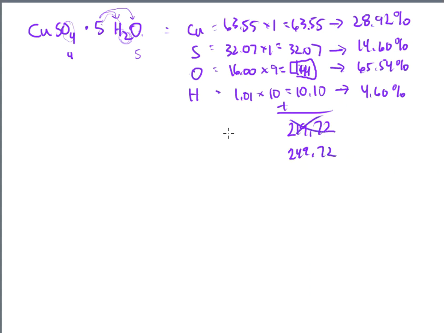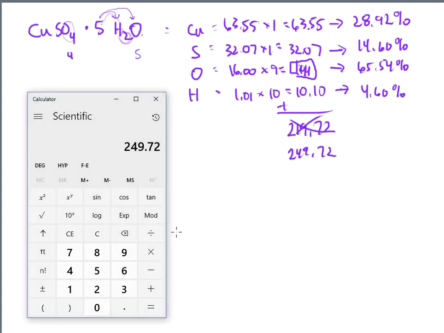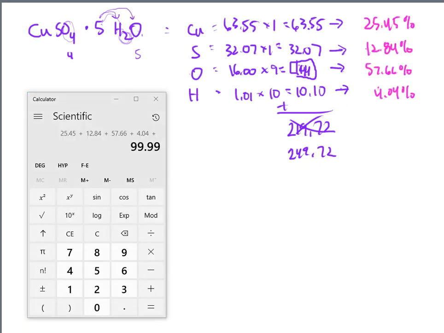So now I need to go back and recalculate all of my percentages. I need to take 63.55 and I need to divide it by 249.72, not by 219.72. So I'm going to quickly make these corrections here. So just give me 1 second. And with the magic power of the TV, now they're all corrected.